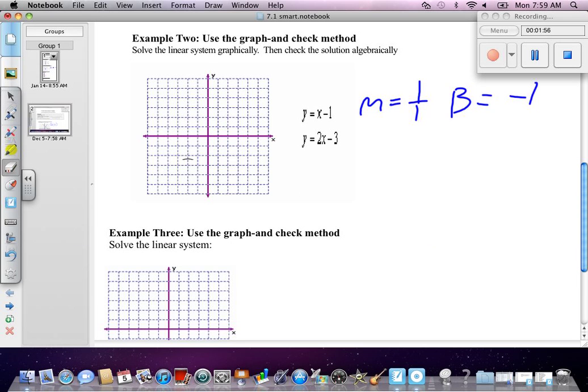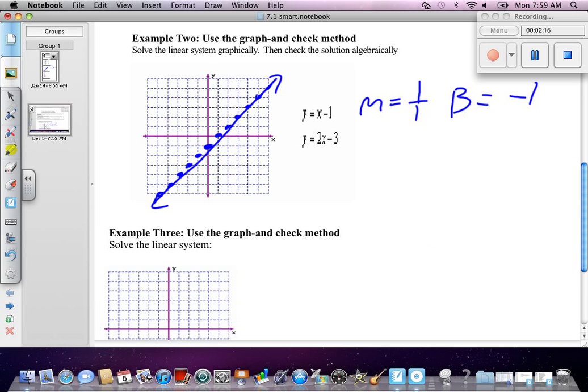Okay, let's try this again. We put our first dot at -1. And then we go up 1 over 1, up 1 over 1. Or we can go down 1 over 1, down 1 over 1. I'm going to do it the whole way because I don't know where it might intersect.